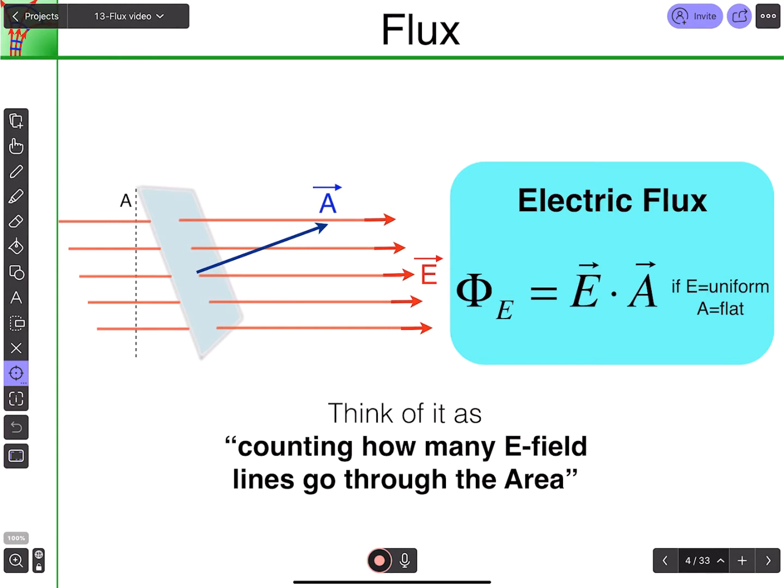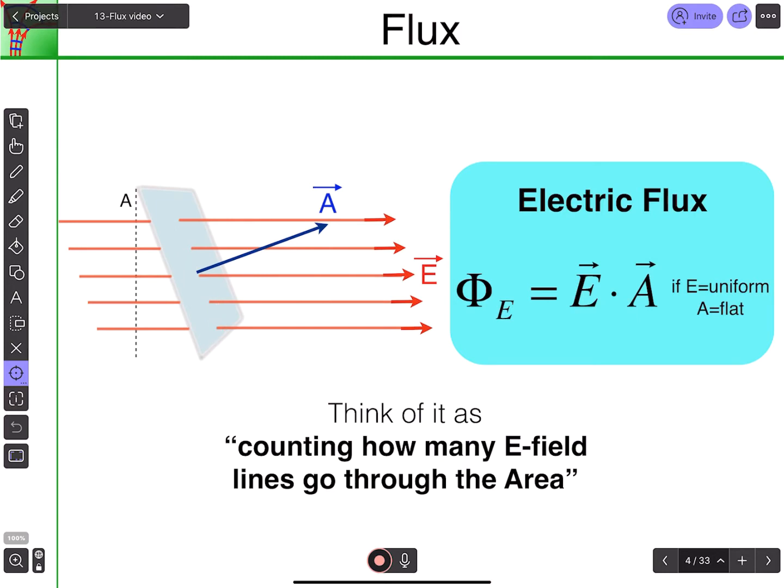Now, we're going to use this area vector to measure how much electric field goes through a surface. So here's a surface, a square, with area A, and the area vector points perpendicular to it. And the electric flux is a measurement of how many electric field lines go through that surface. If these red lines represent an electric field, see how they're flat, uniform electric field lines? That means it's a uniform electric field pointing to the right. And we have a flat surface here. And the flux is E dot A. It's a measurement of how much electric field is going through this area.